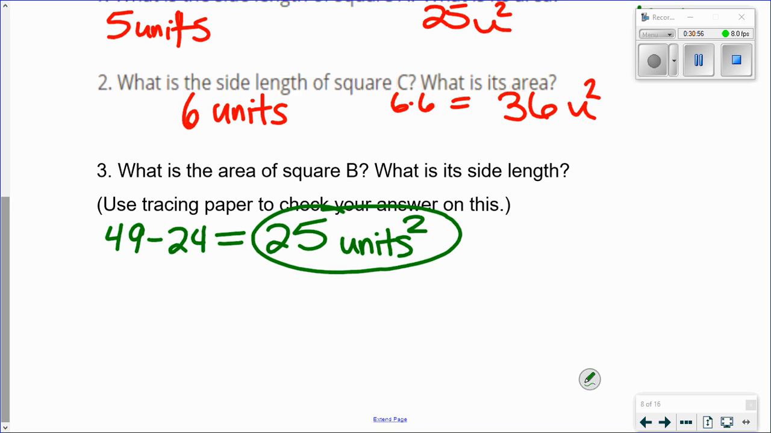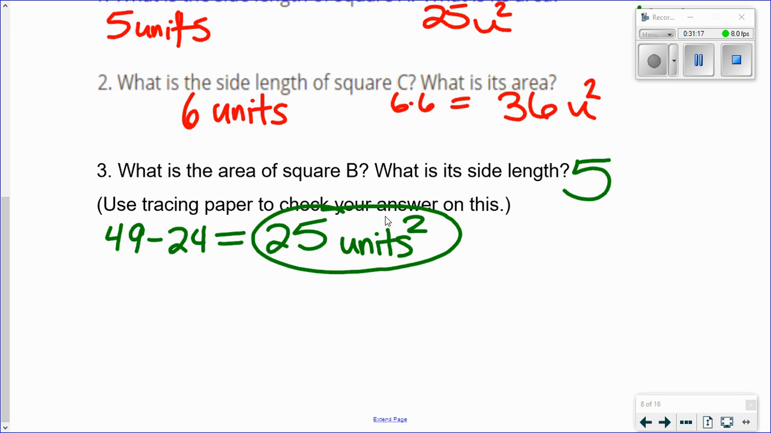And if we want to know what is one of the side lengths of figure B, if it's a square, which it is, what number times itself is going to get to 25? Oh, well, it must be 5, right? 5 times 5 gets me back to 25. So therefore, I know the side length of B must be 5.